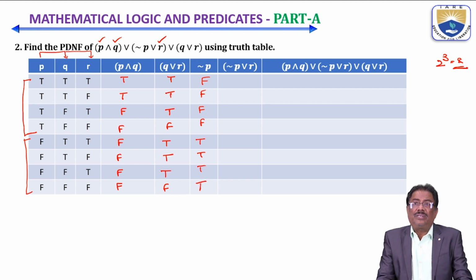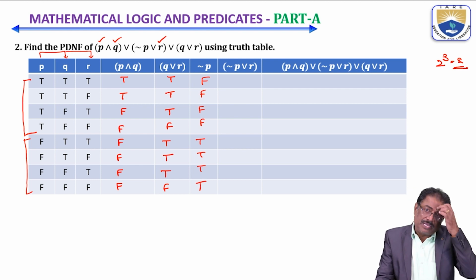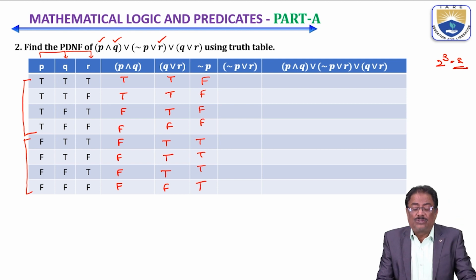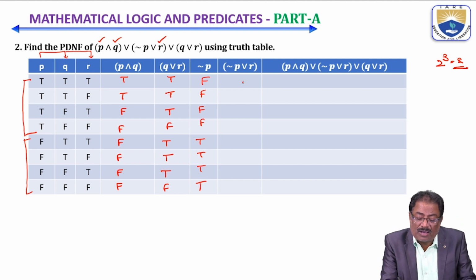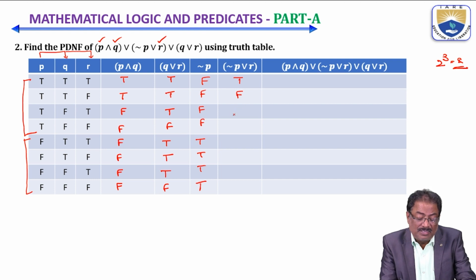Now negation of P, R. So here negation of P, R. The first one is true, and then R, the second one is false, the third one is true, and the fourth one is false, and the fifth one is true, and then the sixth one is negation of P, which is also true, and then the seventh one is also true, and then this is false.